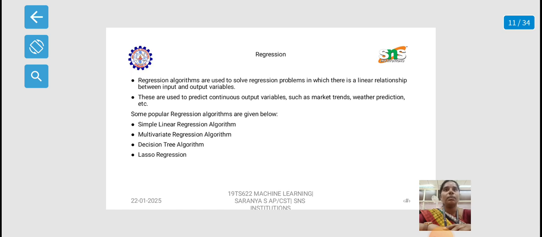Then recall is the percentage of all positive examples that the model correctly identifies. It is calculated by dividing the number of true positives by the total number of positive examples. The F1 score is the weighted average of precision and recall. It is calculated by taking the harmonic mean of precision and recall.